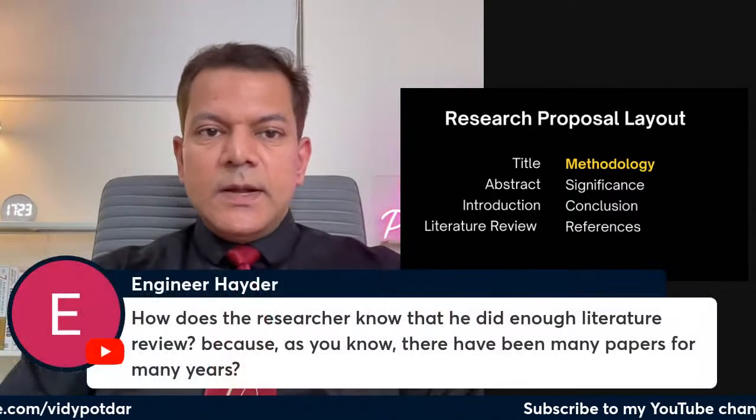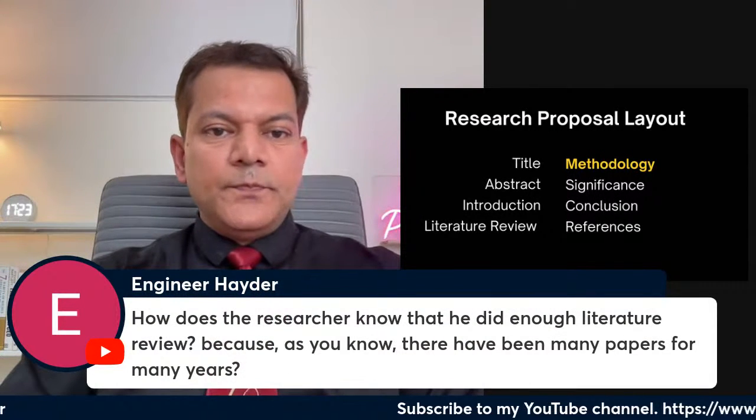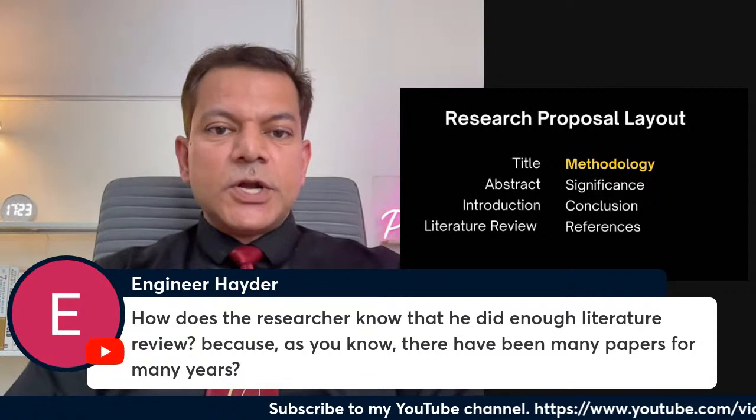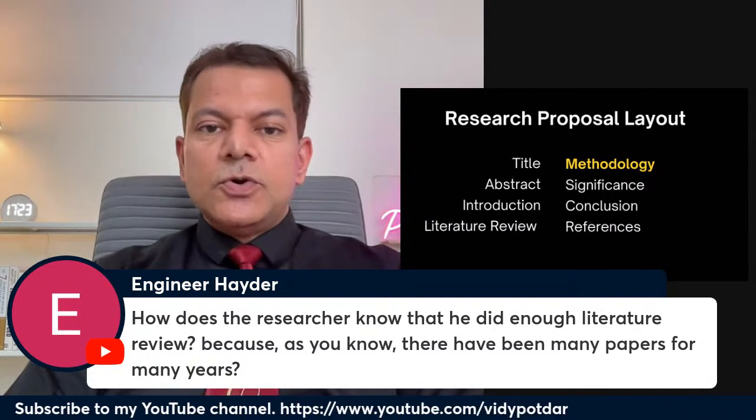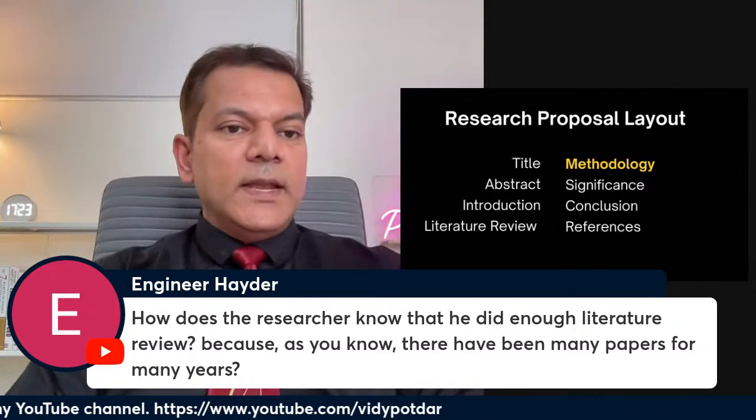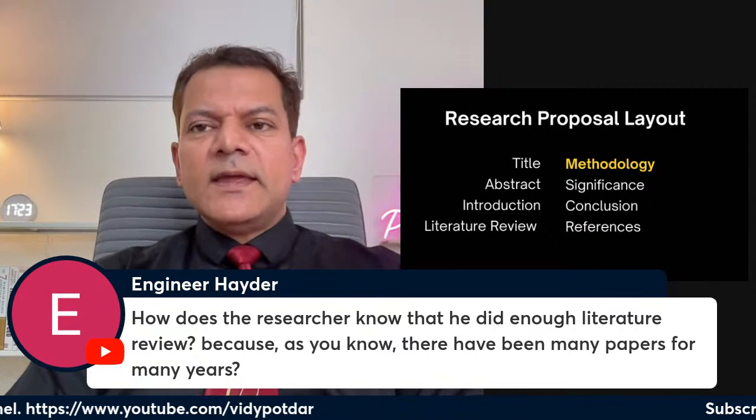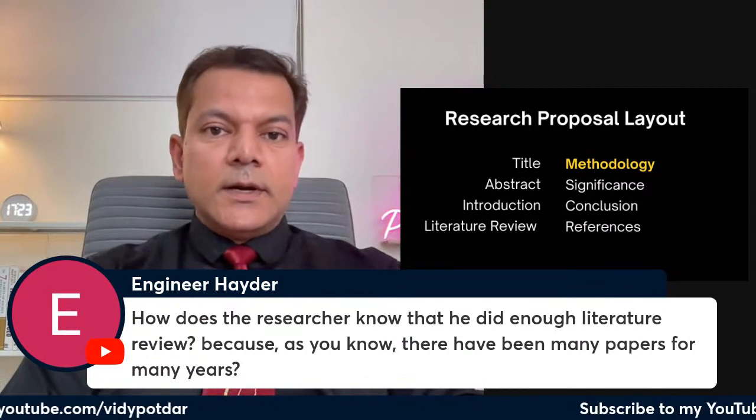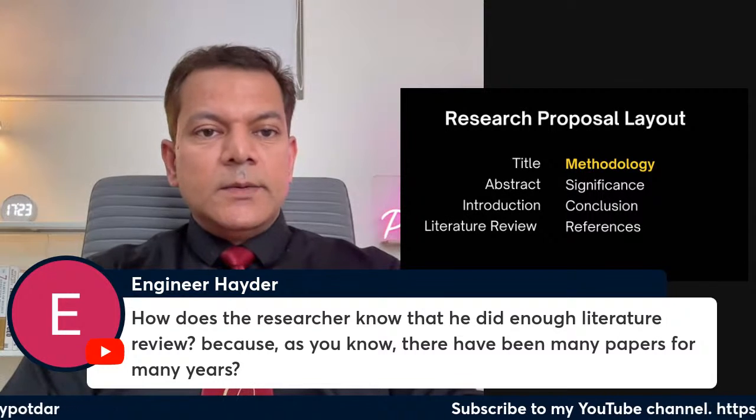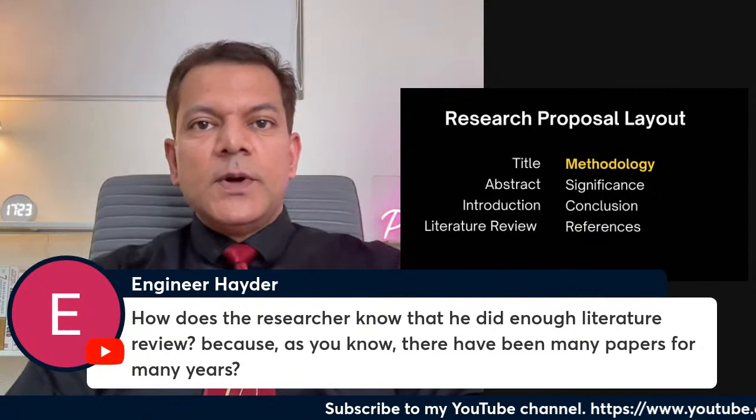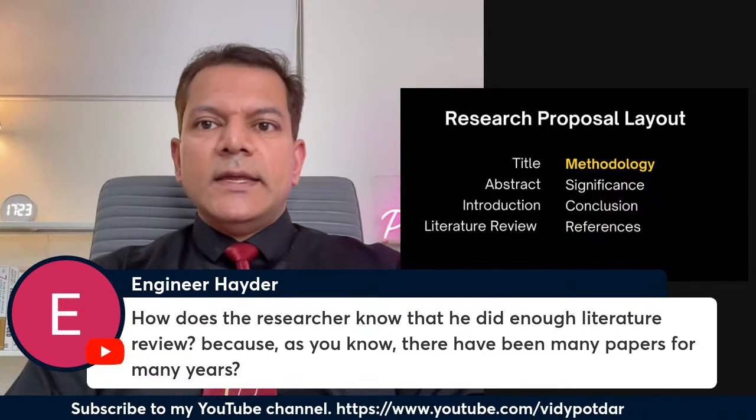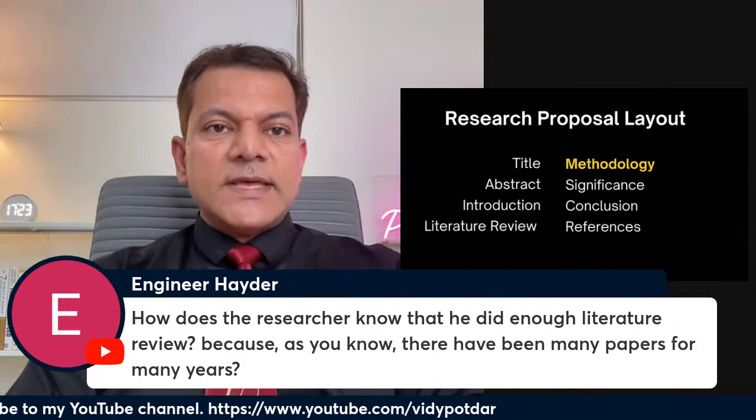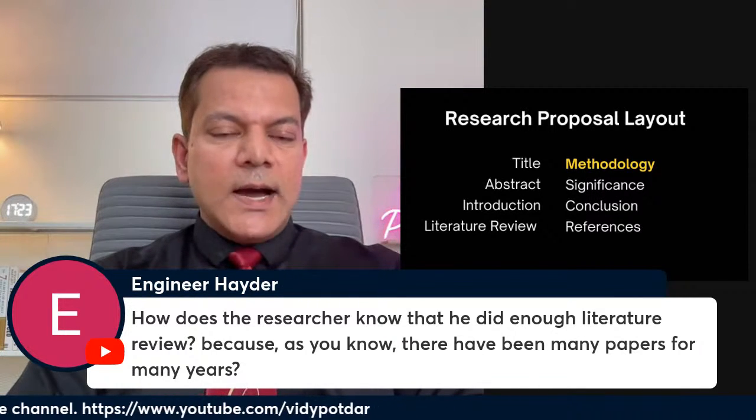Okay, I have another question, so I'll take this question. How does the researcher know that he did enough literature review? Because as you know, there have been many papers for many years. Yeah, it's a very common question that comes up in terms of how many papers you should review. And the answer to that is that a certain level of saturation has to come.